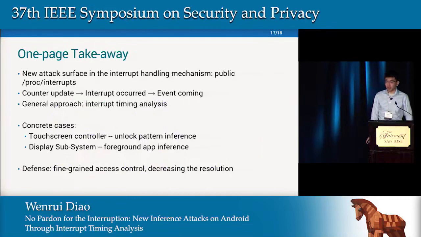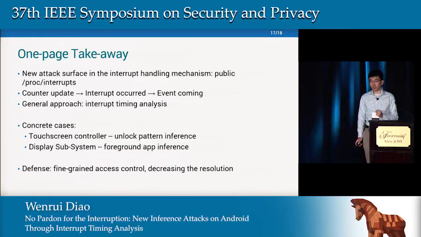Okay, let's summarize. In our work, we propose a new attack. We find a new attack surface in the interrupt handling mechanism, that is the public proc interrupts file. And also, we propose a general approach to launch inference attacks, that is interrupt timing analysis. As showcases, we give 2 concrete inference attacks against the user's unlock pattern, and identifying the application running in the foreground. As defense, fine-grained access control could be deployed and or decreasing the resolution.